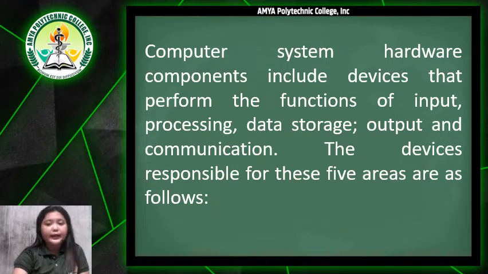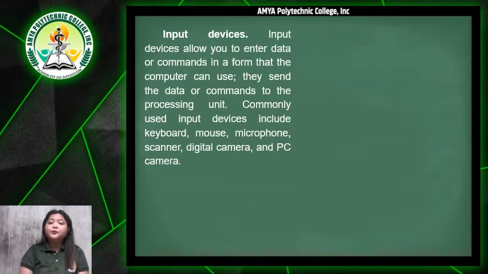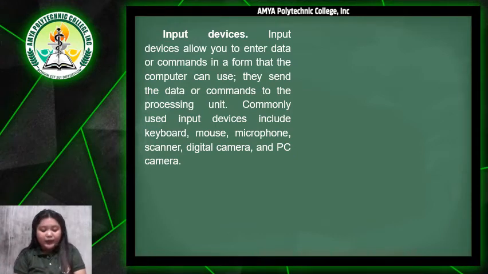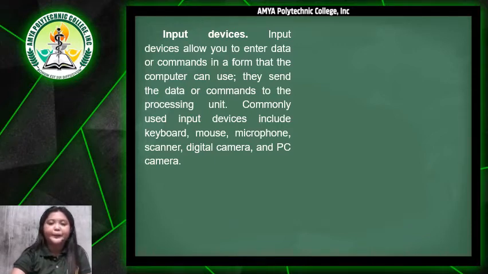So the first one is input devices. So input devices allow you to enter data or commands in a form that the computer can use. They send the data or commands to the processing unit. Commonly used input devices include the keyboard, the mouse, the microphone, the scanner, digital camera, and PC camera.